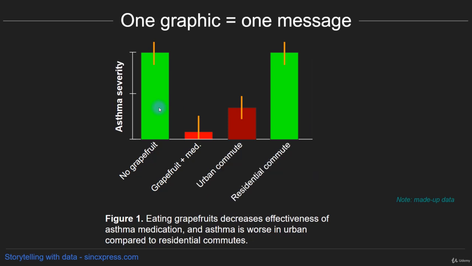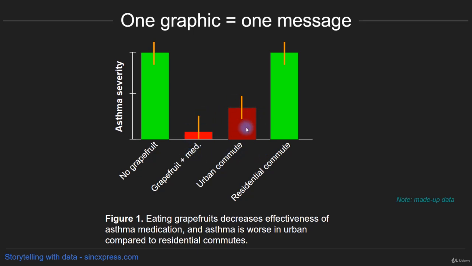Now let me give you a counterexample. Here is a figure showing that grapefruit attenuates the effects of medication, and here you see that people who commute to work using major roads in urban areas have worse asthma than people who commute to work using residential roads in more residential areas. Now, these are two interesting sets of findings, but they have pretty much nothing to do with each other except that they're all related to asthma.